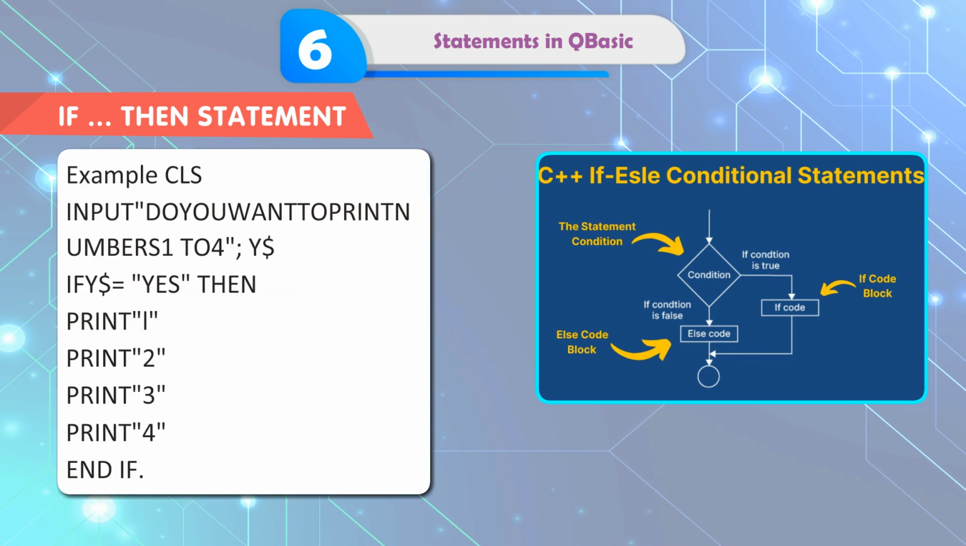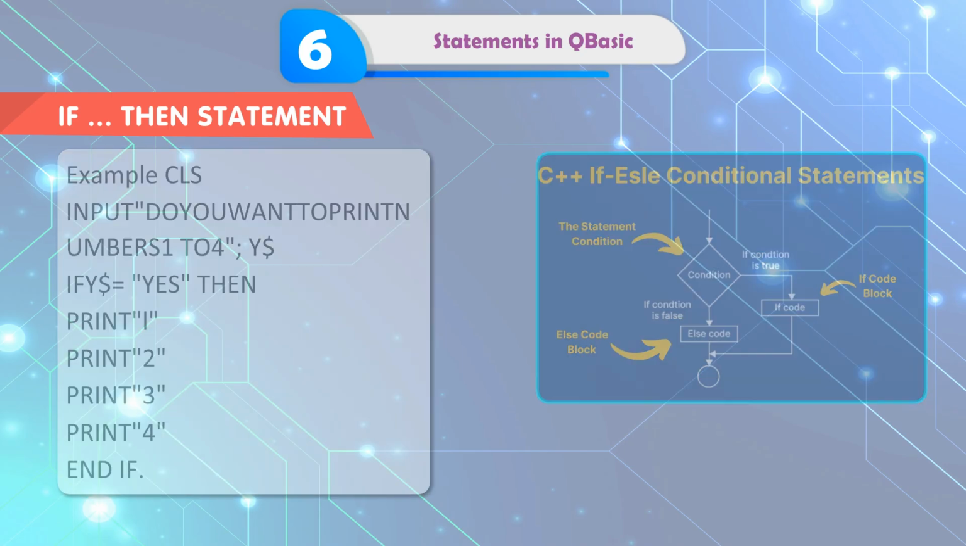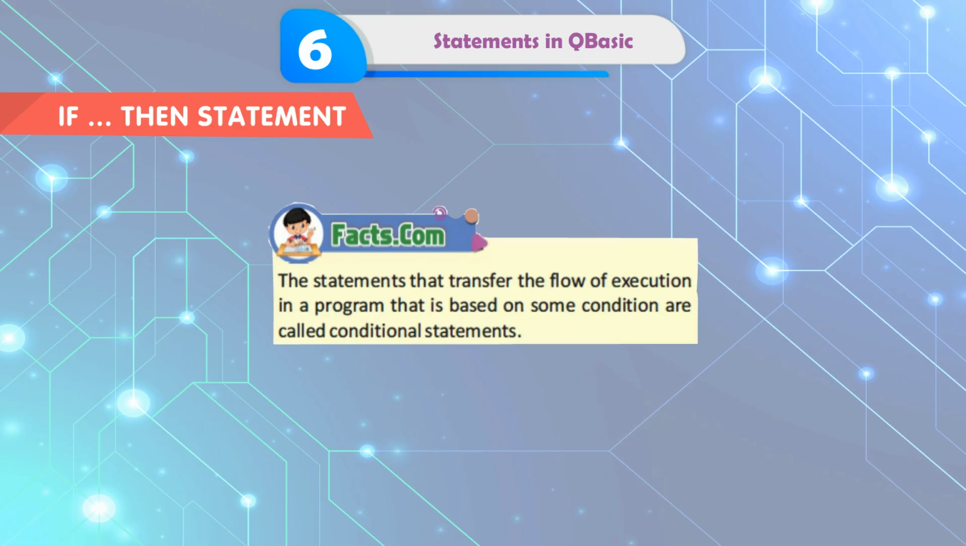Example: CLS, INPUT "Do you want to print numbers 1 to 4?", b$, IF b$ = "yes" THEN, PRINT 1, PRINT 2, PRINT 3, PRINT 4, END IF. The statements that transfer the flow of execution in a program based on some condition are called conditional statements.